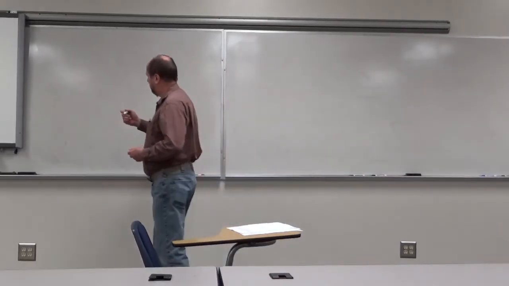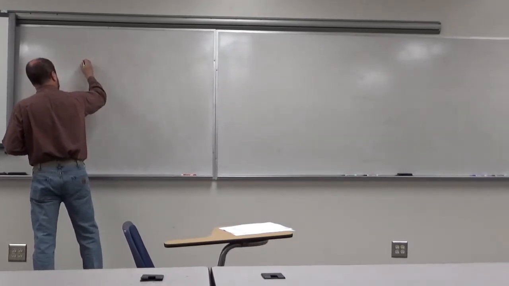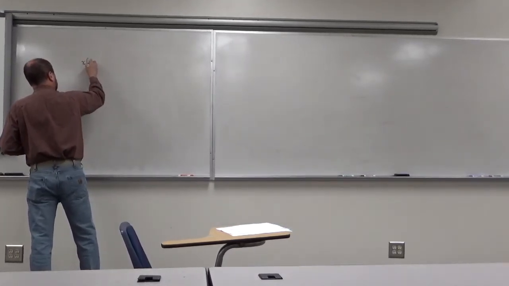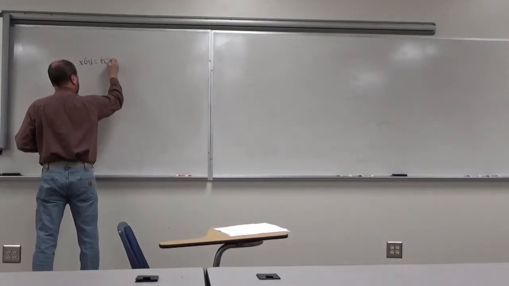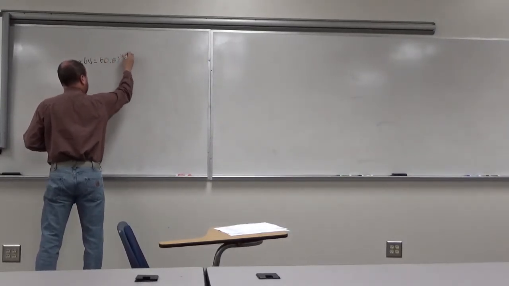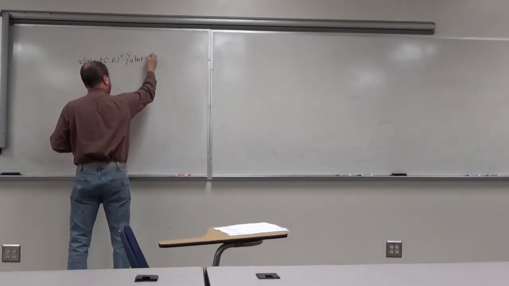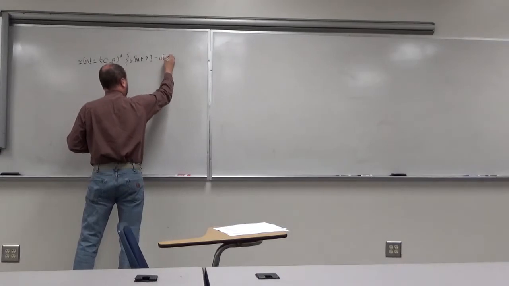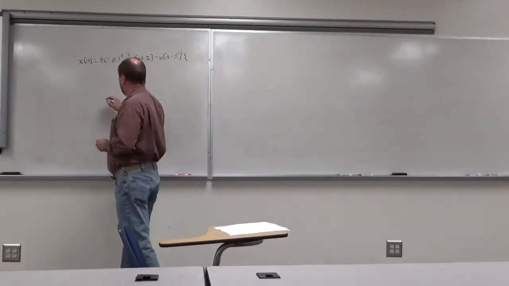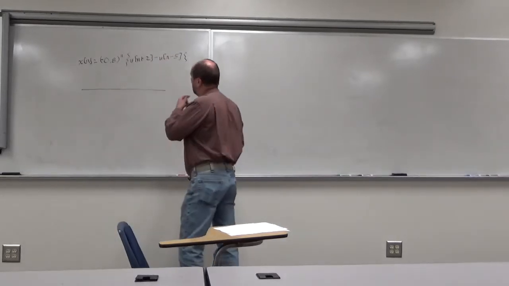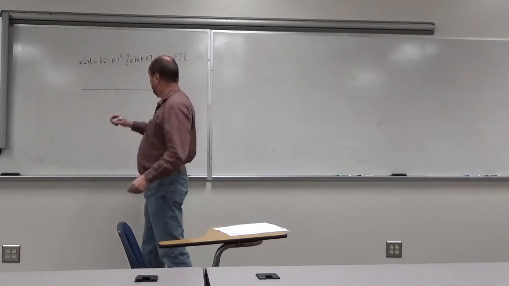Let's just look at a signal, something like this. x[n] = (-0.8)^n u[n+2] - u[n-5]. Now, we all know what that looks like. It starts at negative 2 and ends at what? Be careful. Where?